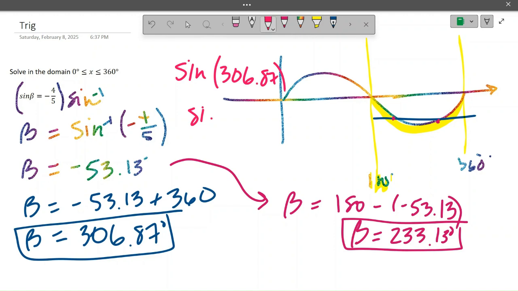I'm going to do that again with my second value. So I'm going to type in the sine of 233.13 degrees. I should also get out a value very, very close to -4/5. If you do not get a value close to -4/5 or whatever value you're trying to solve for, it means that you've made a mistake and you need to go back and check your work. We're going to try one more problem in a different domain, a bigger domain, next.